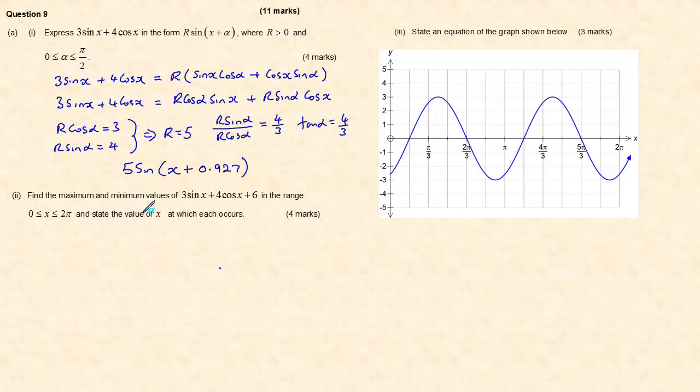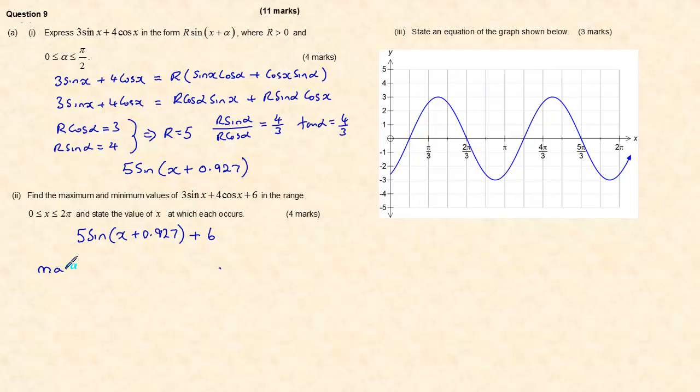Find the maximum and minimum values of 3 sin x plus 4 cos x plus 6 in the range 0 to 2 pi and state the value of x at which each occurs. So we could certainly rewrite this function as 5 sin(x plus 0.927) plus 6.